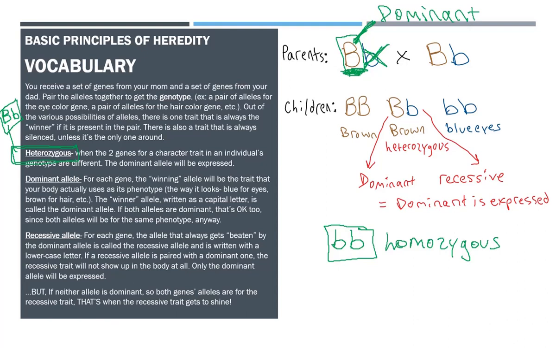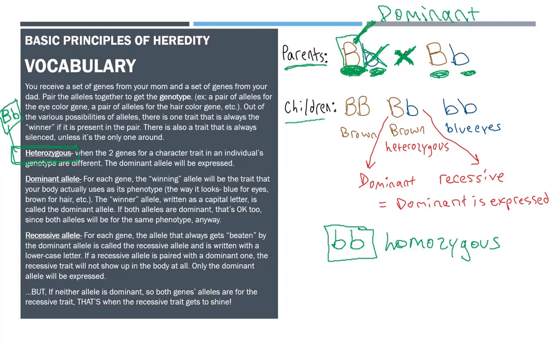So as you can see here, we have the parents. One of the parents has a brown-eyed gene and a blue-eyed gene. The other parent has a brown-eyed gene and a blue-eyed gene. And so they have a child. That's what this times sign means. It's called crossing, and it just means they mate and have a child.